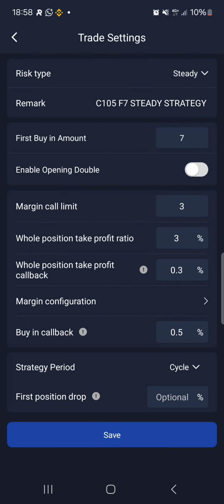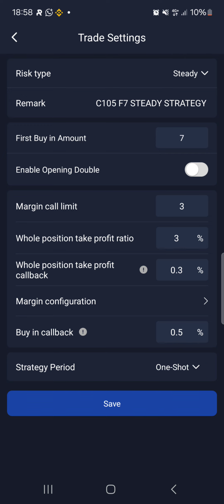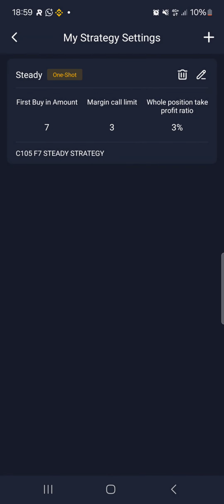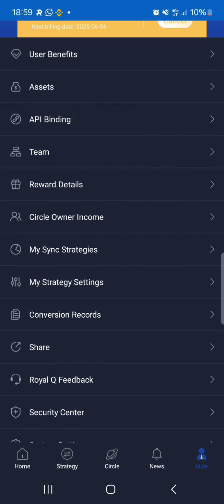So confirm. Next, you are going to change from cycle to one shot. Basically, cycle means the robot will be buying and selling, and it buys again, sells and buys again. And for a new beginner, that's not advisable, especially if you don't have enough capital. Now, after we get this page right, we are free to save our strategy. So I'll tap on save, and there we have it. Now I can go back to the home page.